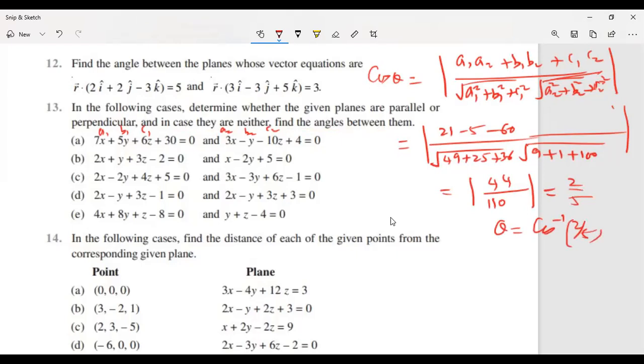So check whether the planes are parallel or perpendicular, and in case they are neither parallel nor perpendicular, then find the angle between them. Otherwise, you will stop there.